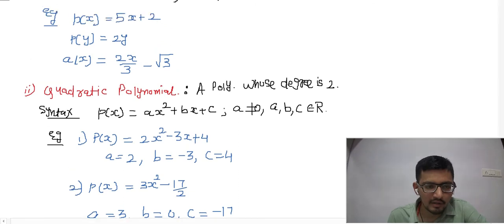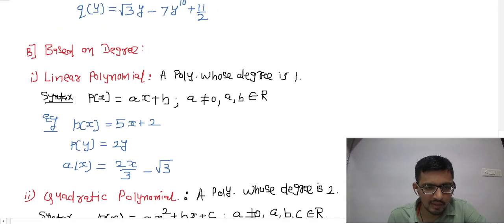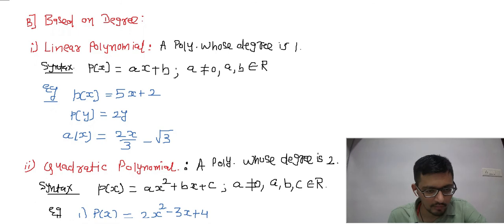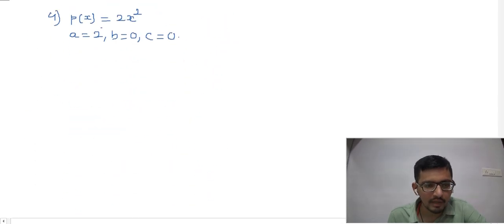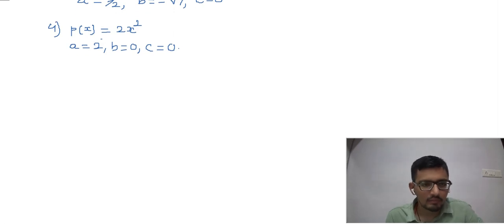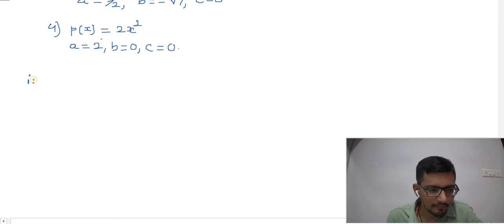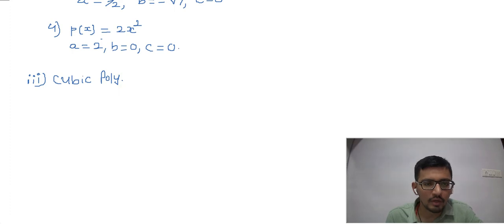Now, based on the degree, how many types have we studied so far? Linear polynomial, second one is a quadratic polynomial. Third one is what coming now? Cubic polynomial. So cubic polynomial means what? From the name only we can understand, a polynomial whose degree is 3 is called a cubic polynomial.